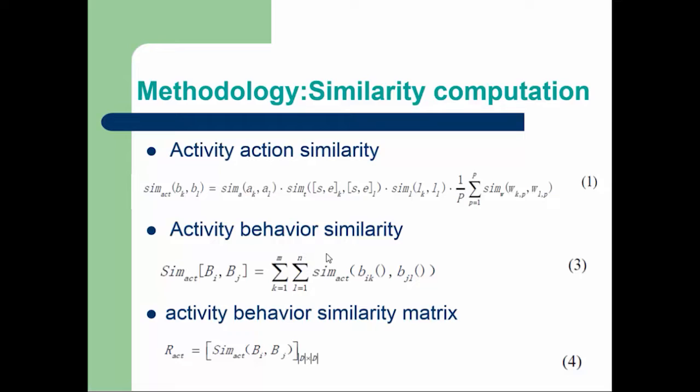For 2 individuals, D I and D J, their daily activity behaviors are B I and B J. M and N are the numbers of their activity actions. The big sim is computed as in equation 3. In summary, the activity behavior similarity matrix is defined as in equation 4.